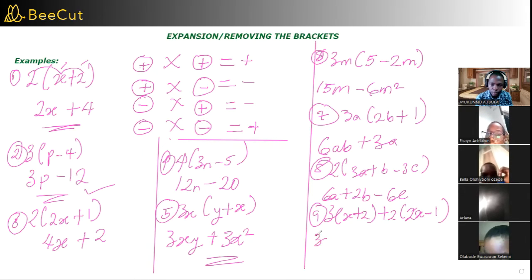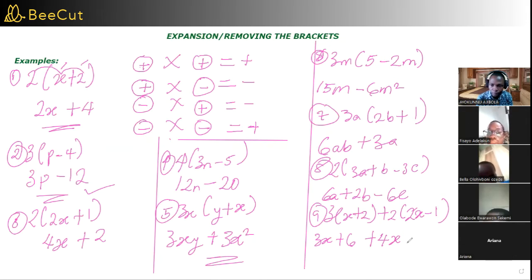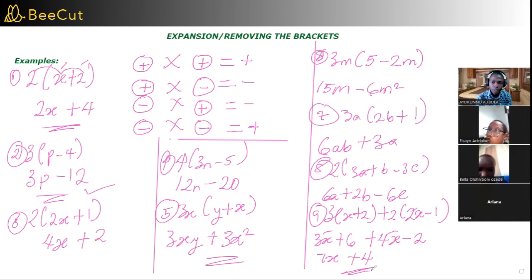So I have for the first bracket 3x plus 6, then plus 2 into this is 4x. This is plus and this is minus. So like I said, plus times minus is minus. So I have to say minus 2, because 2 times 1 is 2, so it's minus 2. Here now, I can add the 3x and the 4x to give me 7x. Then 6 minus 2 give me 4. So plus 4. That's your answer to that.